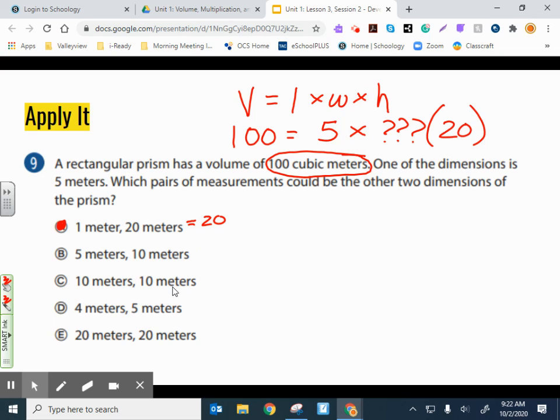A 10 and a 5 will give us 50. Nope. A 10 and a 10 will give us 100. Nope, because we're looking to find something that's a 20, and that's not 20. 4 times 5. Well, look at that. That's a 20. And 20 times 20, that equals 400. We don't want that. Okay, so this is going to be 2 answers.